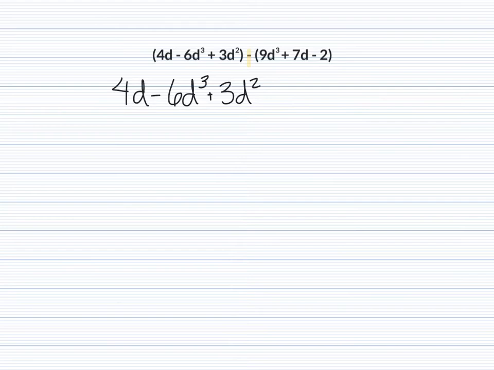Okay, and then I'm going to write it as adding the opposite of 9d to the third. That's negative 9d to the third, or you could have just written it as minus 9d to the third. Okay, and then the opposite of 7d, so that's plus negative 7d, or just minus 7d. And then the opposite of minus 2, that's going to be plus 2.